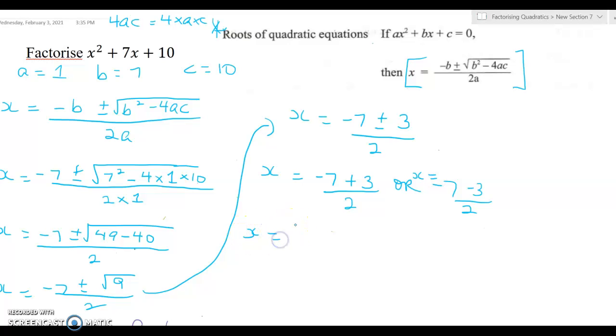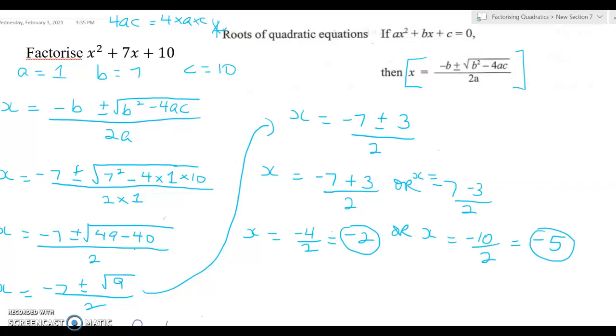So we get minus 7 plus 3 is minus 4, over 2 is minus 2. Or x would be equal to minus 7 minus 3, which is minus 10 over 2, which is minus 5. So now we have two values for x: minus 2 and minus 5.